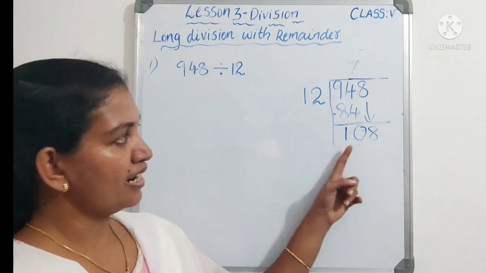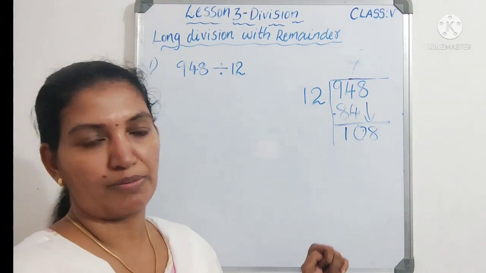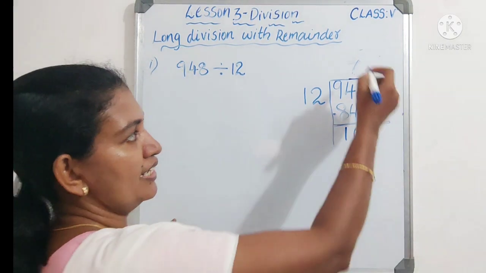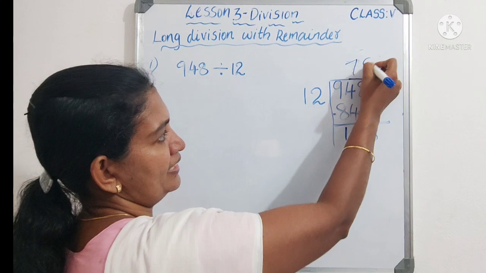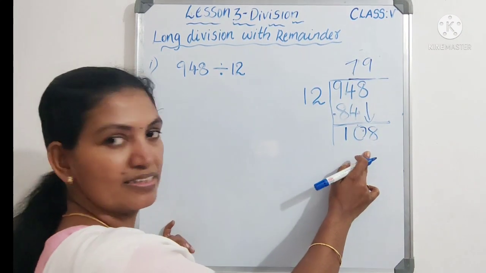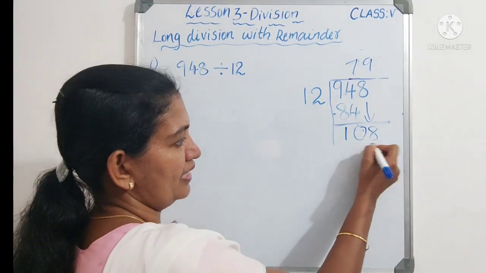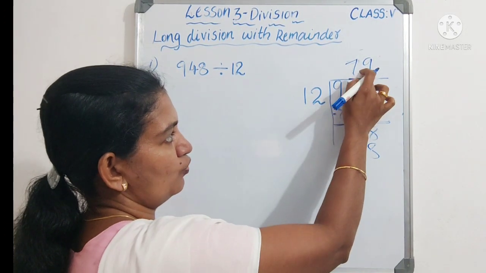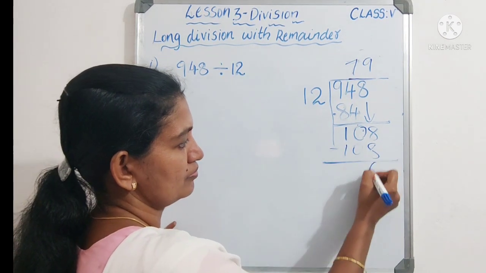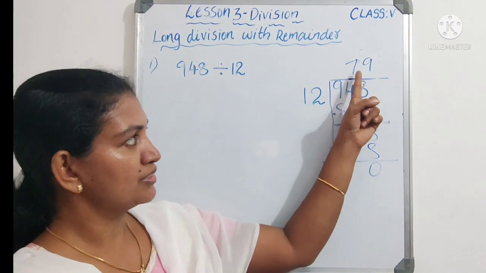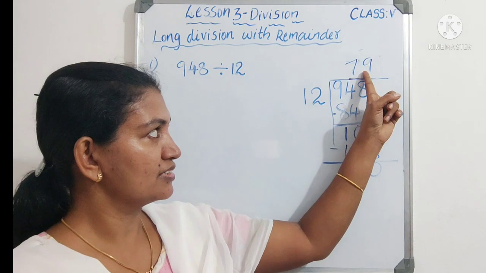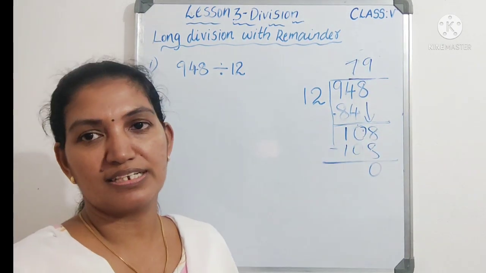Next you have to check in 108 how many times 12 comes. Then again I check, I got 9 times 12 is 108. Subtract, the remainder is 0. Then we got the quotient. The answer is called the quotient, that is 79.